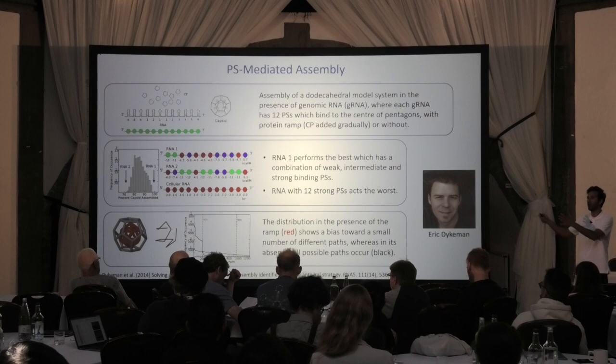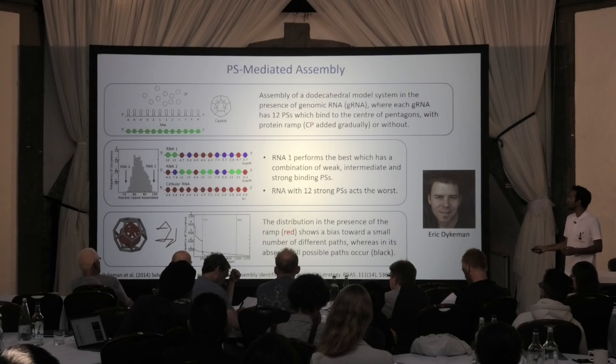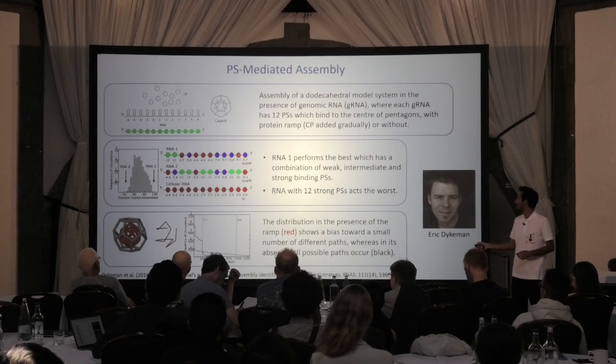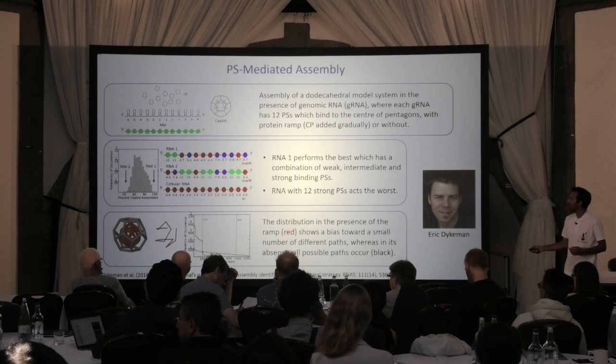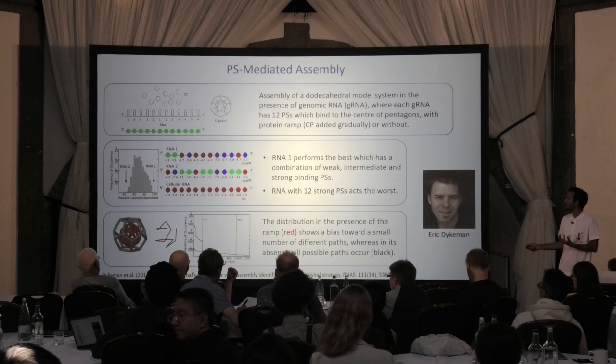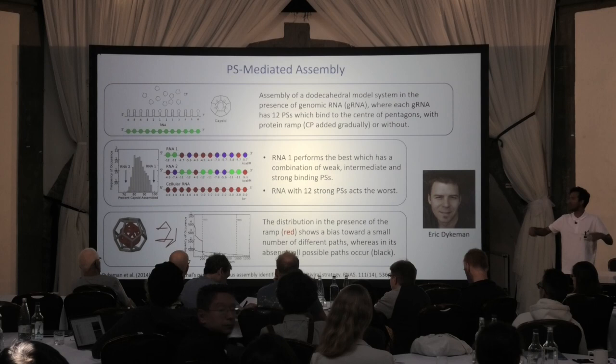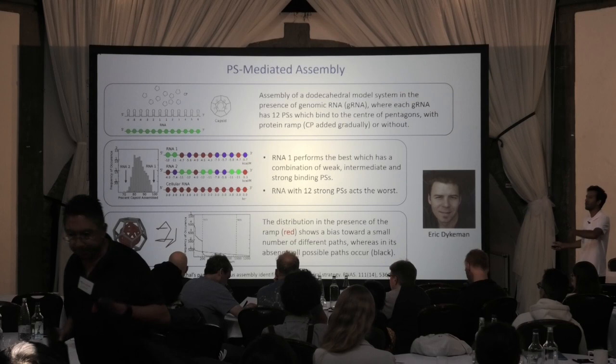So what he did was he created lots of random cases. We have 12 nodes, and each node shows a packaging signal. So we have 12 packaging signals. They are either strong packaging signals, in green, intermediate, in blue, or the weak ones, in red. What we observe is that RNA1, which has a combination of weak and strong packaging signals, actually performs the best in the assembly, and the RNA that has 12 strong packaging signals on it doesn't work well. It just produces lots of malformed cases. So it shows that when we say they act collectively, it means that they don't all need to be strong, so you need a combination of them to be successful.